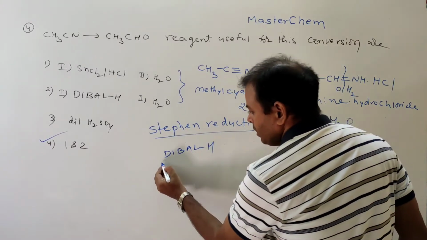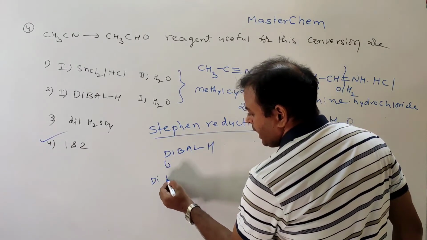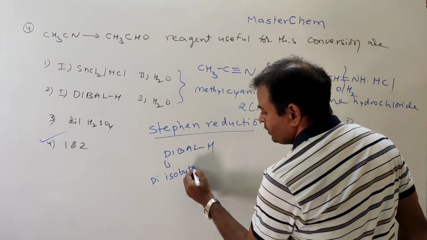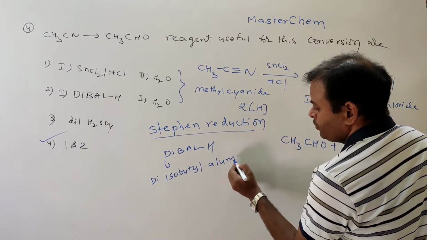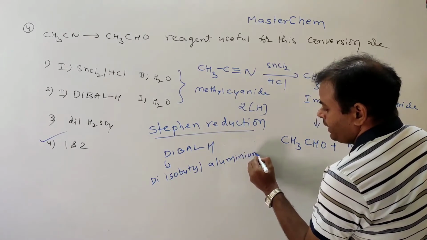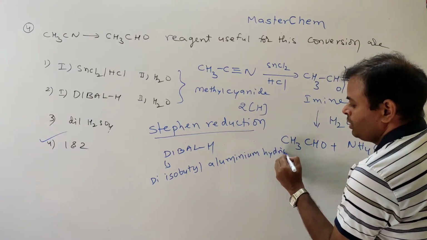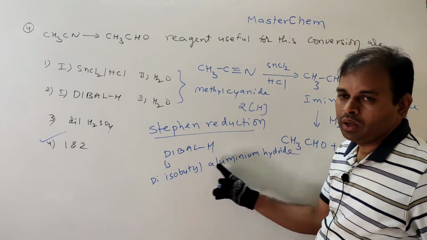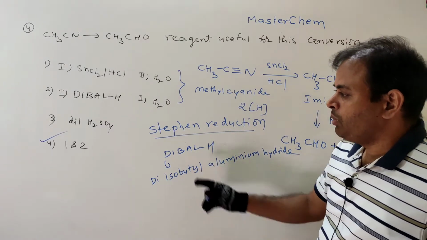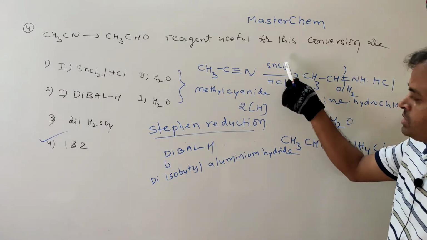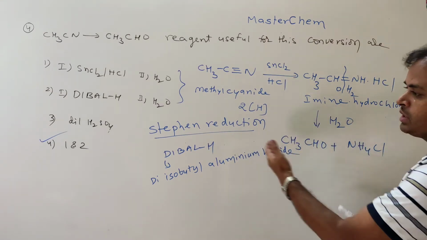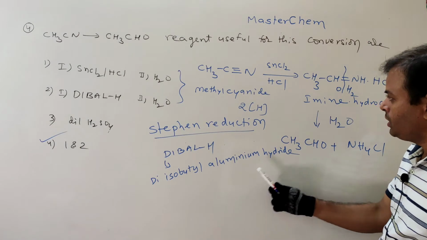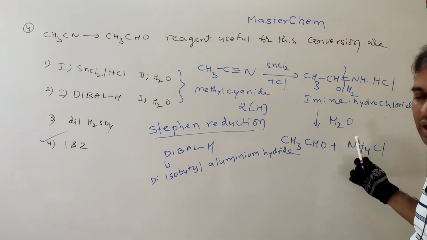So what is DIBAL-H? Diisobutylaluminium hydride. So this is called DIBAL-H. In place of SnCl2 HCl, we can use DIBAL-H followed by a second step, hydrolysis. That also gives the same reaction.